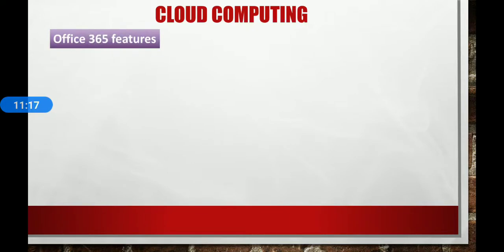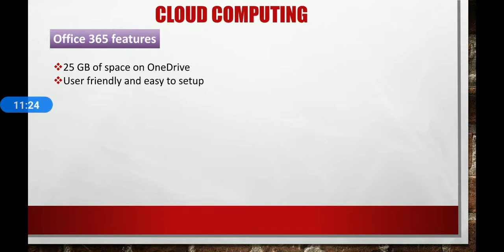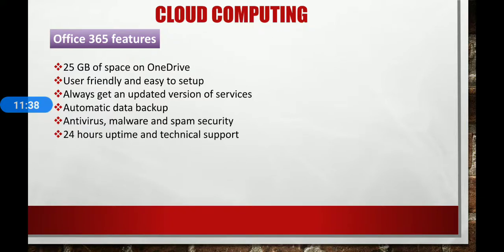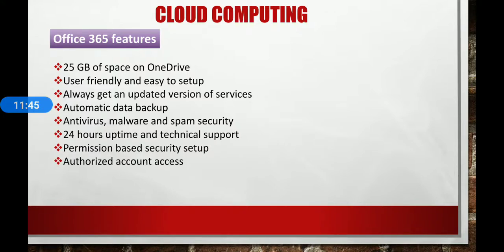Some features of Office 365. Provides 25 GB of space on OneDrive. It's user-friendly and easy to set up. Always get an updated version of services. Automatic data backup. Antivirus, malware and spam security. 24-hour uptime and technical support. Permission-based security setup. Authorized account access. So these are some features.